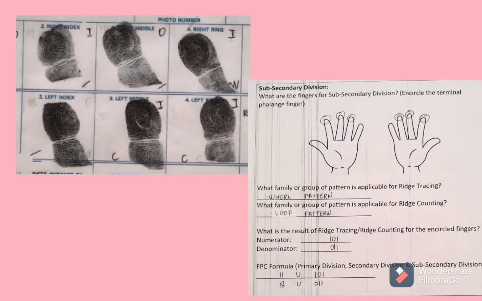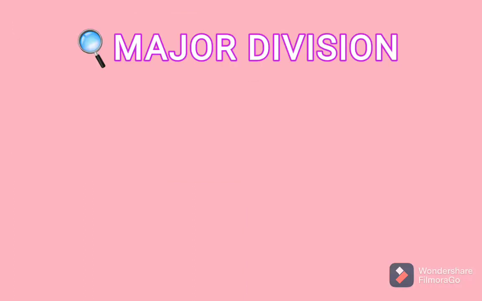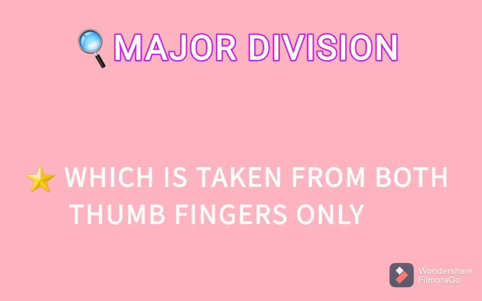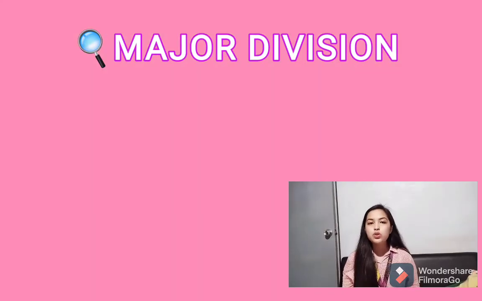Using those corresponding values of index, middle, and ring fingers, we've come out to numerator, inner, outer, inner, denominator, outer, inner, inner. Sixth step is the major division, which is taken from bottom fingers only. Here, we're going to use our both thumbs. Only our thumbs, the left and right thumbs.